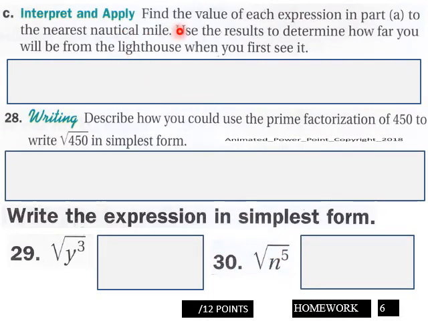Page 6, interpret and apply in part A of the previous problem. Use the results to determine how far you will be from the lighthouse when you first see it. Then 28 is a writing exercise. Describe how you would use the prime factorization of 450 to write radical 450 in simplest form. Then 29 and 30, put these in simplest form down here. You've got 12 points here, page 6.